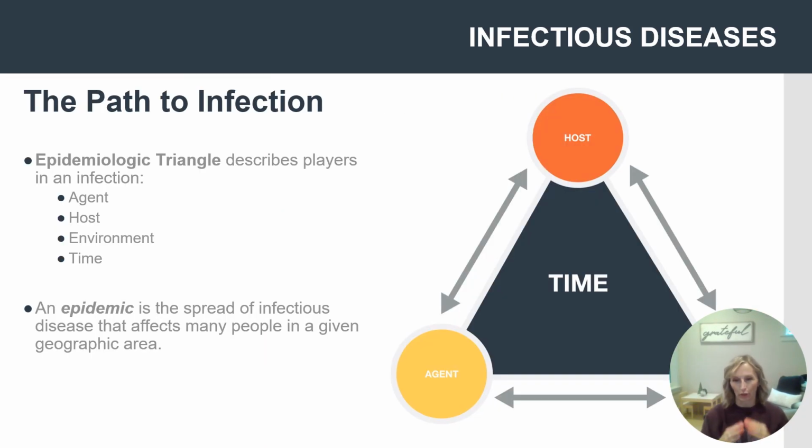So just thinking about this triangle here and the path to infection, the epidemiological triangle is basically going to put together all the components. You have the agent, the host, the environment, and then the amount of time is in the center. Of course you can't see the environment portion covered by my circle, but basically these are the things that work together as key players. And the epidemic would be a time when an infectious disease affects many people.